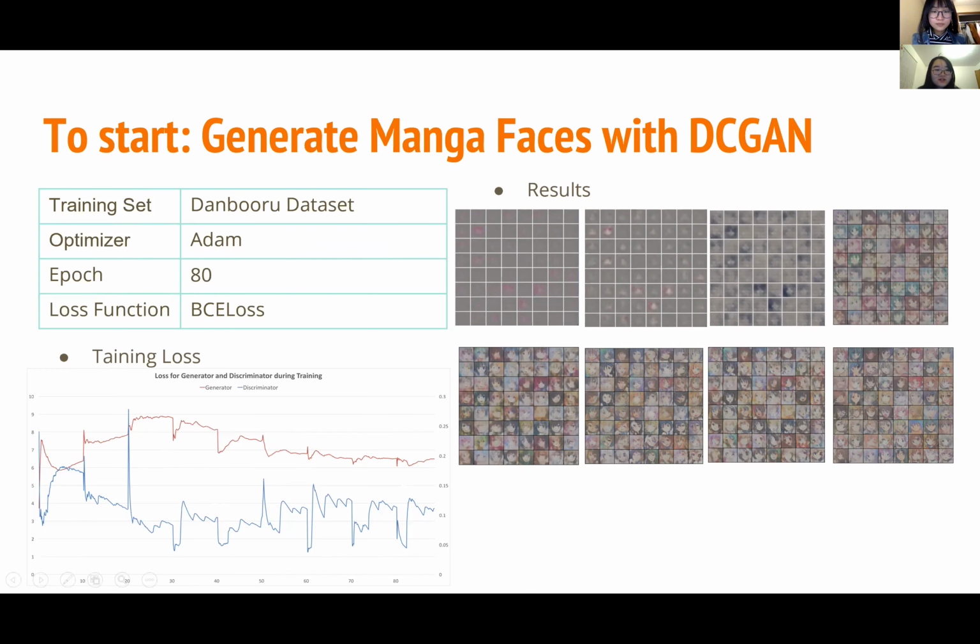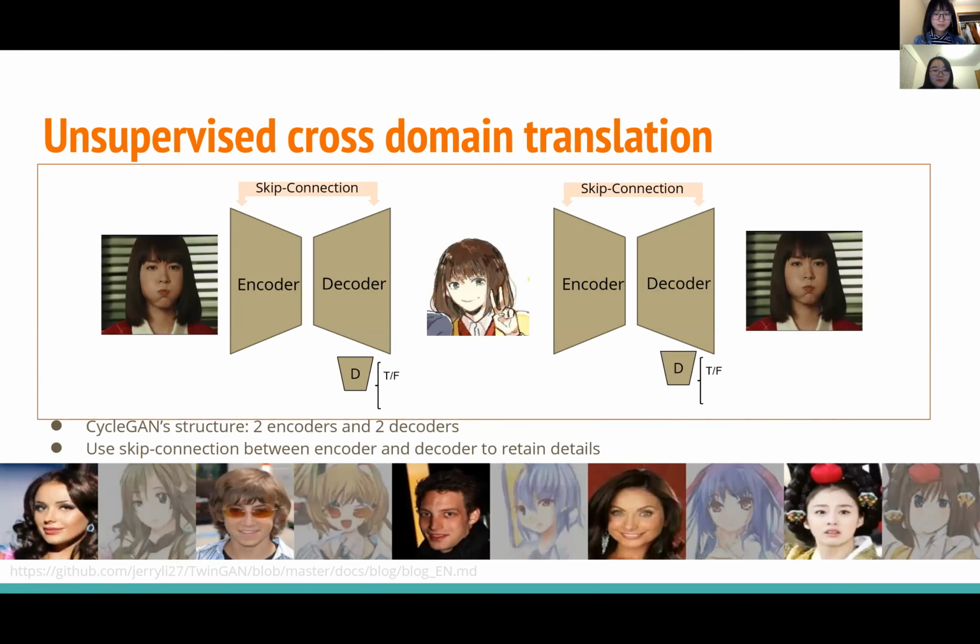In order to achieve the goal of unsupervised cross-domain translation, we first borrow the structure of CycleGAN, which includes the encoders and decoders and 2 discriminators to tell if the generated face is a true picture or a fake picture. And we use a skip connection between the encoder and decoder to retain as much detail as possible. And on the bottom are the results of the CycleGAN from Jerry Lee.